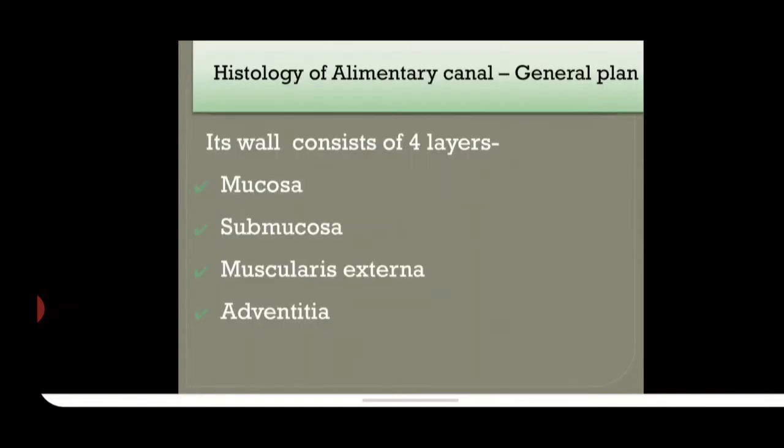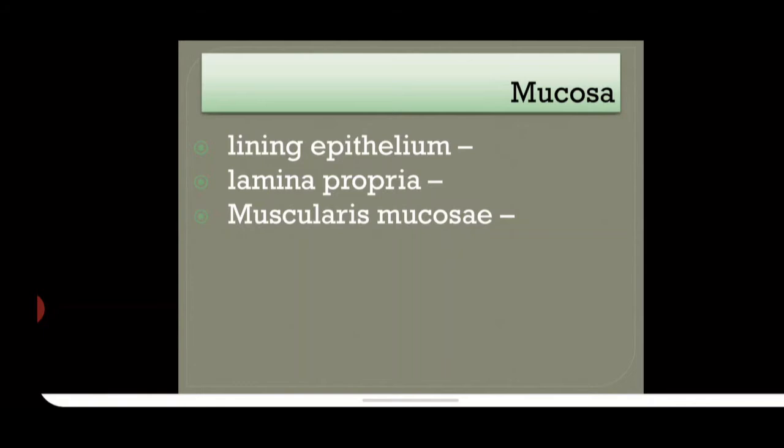So before that, the general plan of the histology of the alimentary canal consists of 4 layers: mucosa, submucosa, muscularis externa and adventitia. So these are the 4 important layers in the GIT. What is the lining epithelium of the GIT? It is the simple columnar epithelium. And this mucosa contains also the lamina propria and muscularis mucosae. So the mucosa is made of 3 layers: lining epithelium, lamina propria and muscularis mucosae.